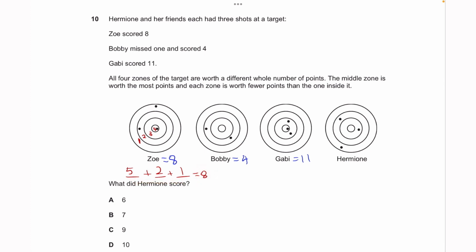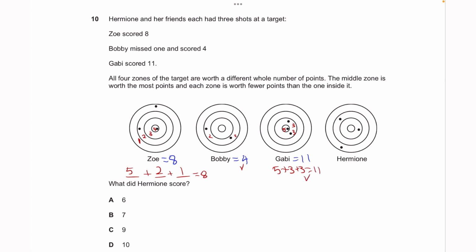And so let's check here. Once again, he hit both targets within the third circle, so that's 2 plus 2, which is 4, that works. And we try here. Gabby scored the best, 5 and 3 and 3. Does that equal to 11? 5 plus 3 plus 3. Yes, indeed, that equals to 11.